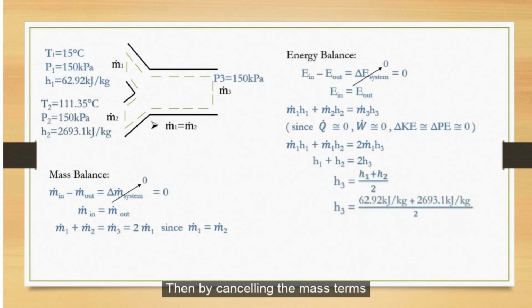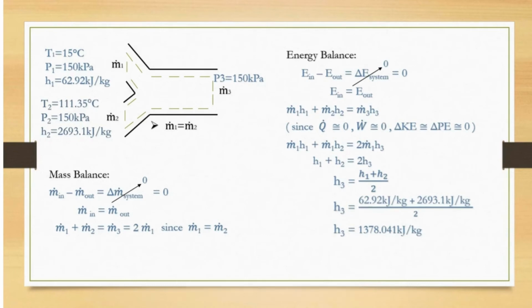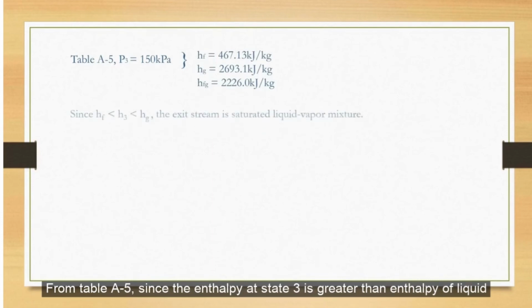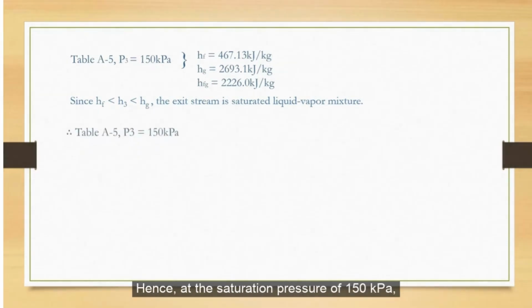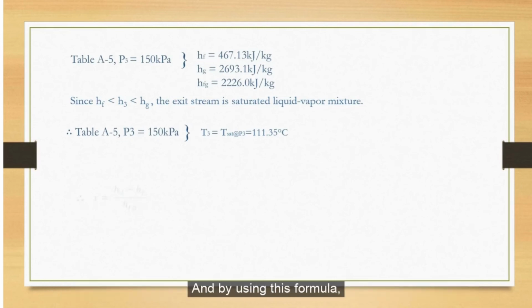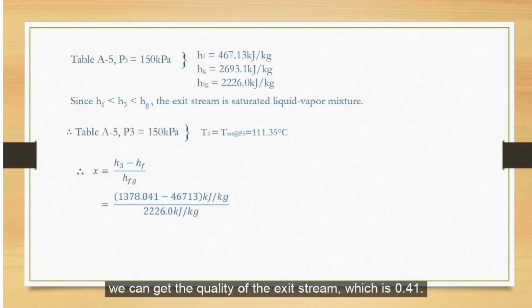Then, by cancelling the mass terms and substituting the appropriate enthalpy values in the equation, enthalpy at state 3 is obtained. From table A5, since the enthalpy at state 3 is greater than the enthalpy of liquid but smaller than the enthalpy of vapor at 150 kilopascal, the exit stream is a saturated liquid vapor mixture. Hence, at the saturation pressure of 150 kilopascal, the exit stream temperature will be the saturation temperature of 111.35 degrees Celsius. And by using this formula, substituting appropriate enthalpy values obtained earlier from table A5, we can get the quality of the exit stream, which is 0.41.